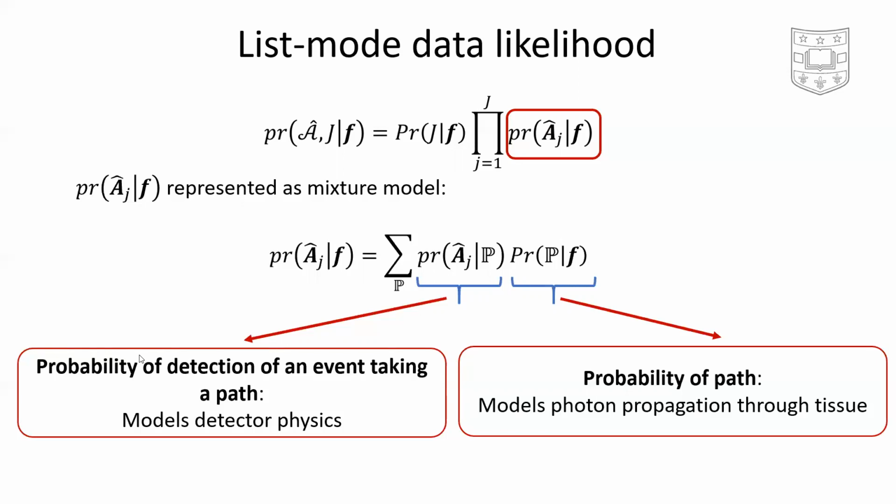The first term denotes the probability of detection of an event taking a path, and it can be modeled using statistical properties of the detector. The second term denotes the probability of a path. It can be modeled by photon propagation using the radiative transport equation. As the path is now an unknown variable, expectation maximization provides an opportunity to maximize this likelihood.